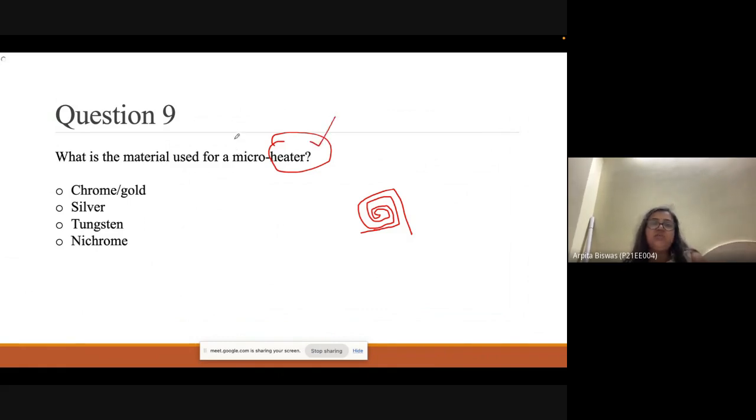And micro heater means the dimension is in the micrometer level, and this is used for the heating purpose. The difference is like 100 micrometer or something. So, what is the material used for the micro heater?